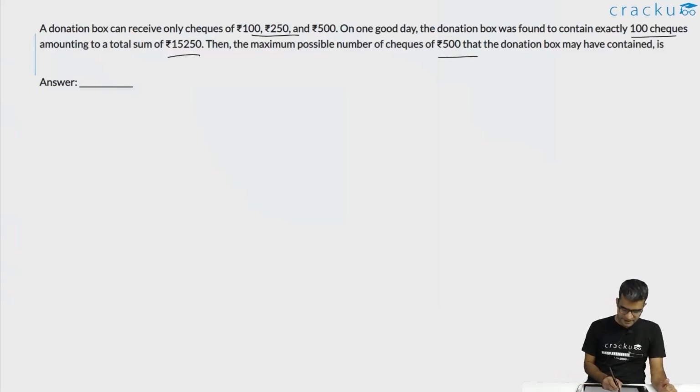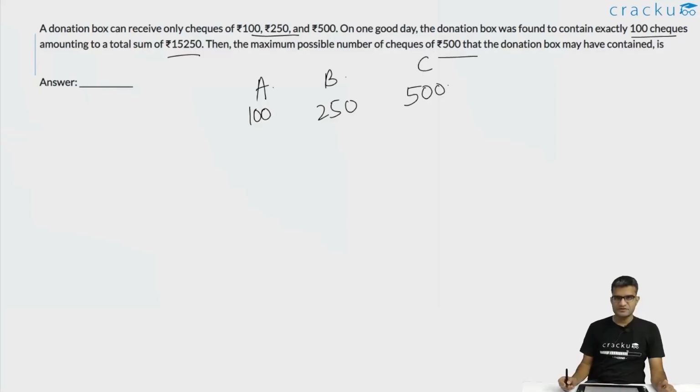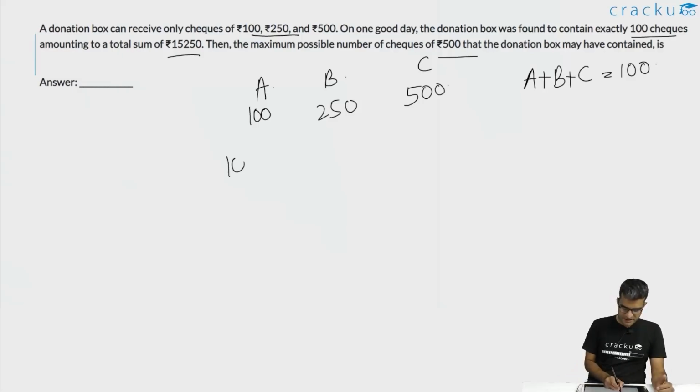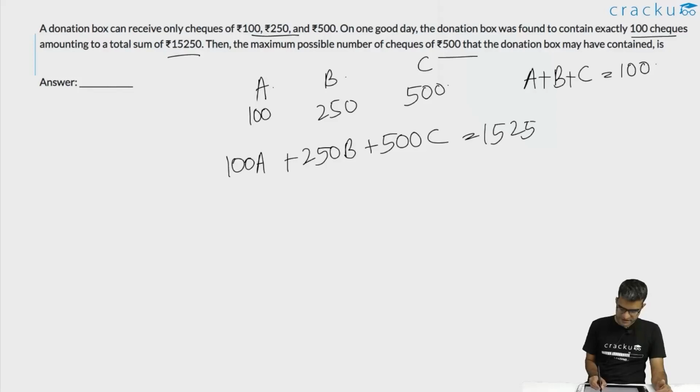Let us assume that it received A checks of rupees 100, B checks of rupees 250 and C checks of 500. So the total number of checks it received is 100. So the value of A plus B plus C is equal to 100. And the value of each of these checks will be 100A plus 250B plus 500C. This we are told is 15,250. This is the information that is given to us. What we are required to calculate is the maximum value of C.